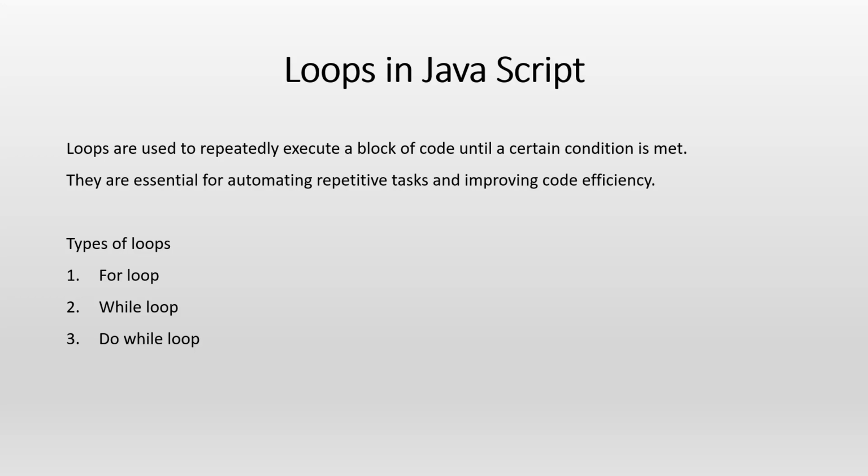They are also used for improving code efficiency. I will explain these things: what repetitive tasks are, and how it improves code efficiency. First, let us see the different types of loops. There are the for loop, while loop, and do while loop.